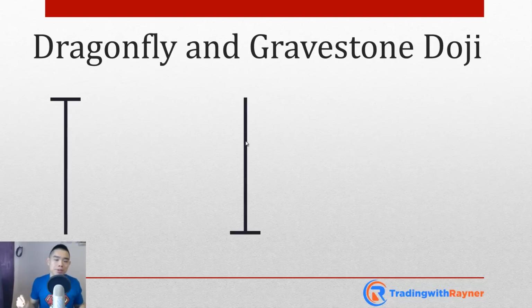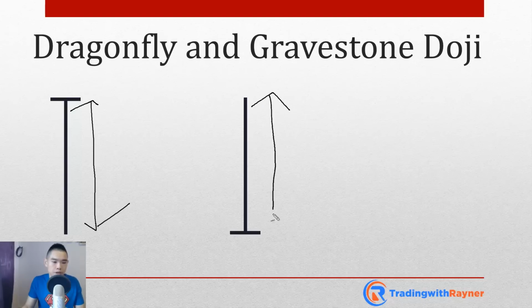So now let me ask you, what is the difference between the hammer and shooting star and the dragonfly and gravestone doji? If you think about this, the only difference is the doji doesn't have a body. There is no body. What it shows you is just the price rejection. So this component over here is the rejection of lower prices. This component over here is the rejection of higher prices.